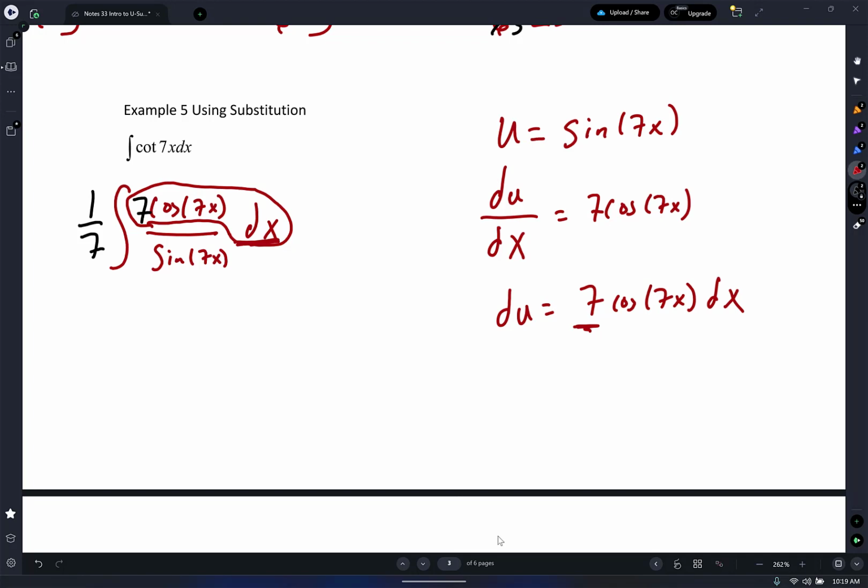Now, here's what I have. I have 1/7 integral. That 7 cosine 7x with the dx is all just du. And the sine 7x is a u.